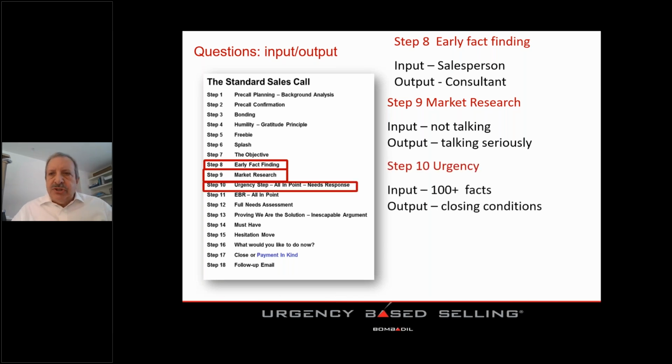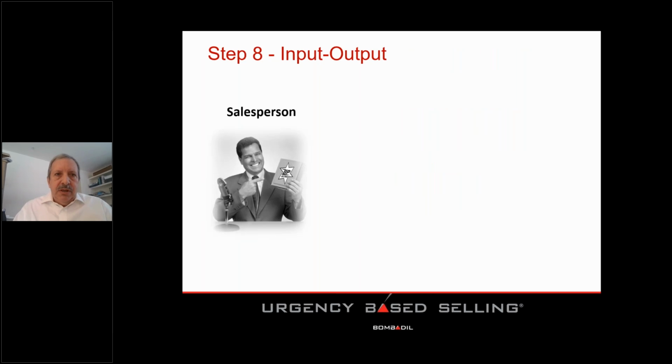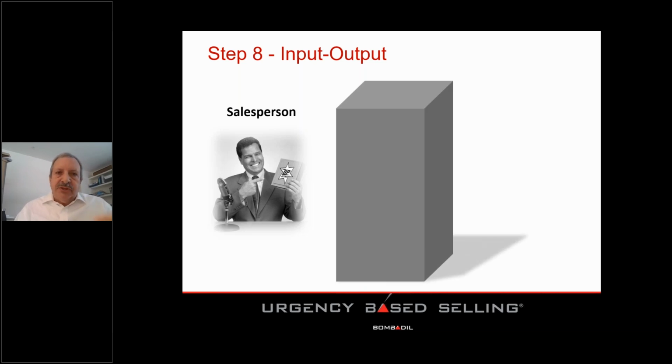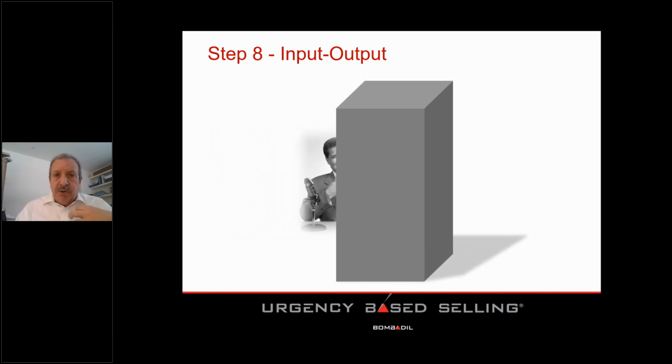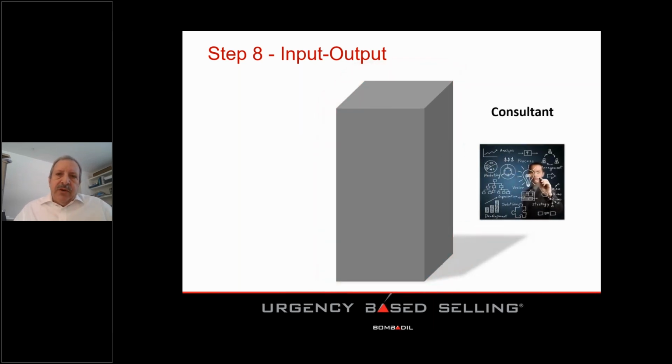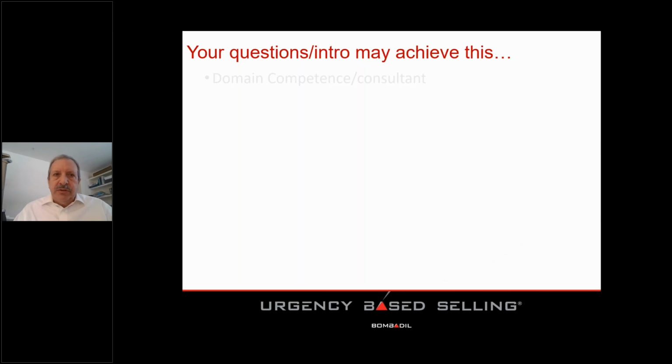In the urgency step, we've discovered 100+ facts about the prospects. What we need are the closing conditions. If we know the closing conditions, there shouldn't be objections. Let's break this down a little bit. As we're doing our fact finding, we might be perceived as a self-interested person, a salesperson only interested in themselves. But if we handle the fact finding right, we come out looking like a consultant.